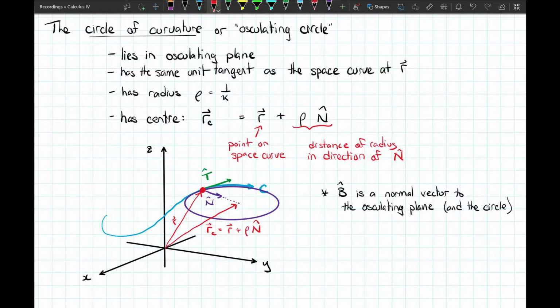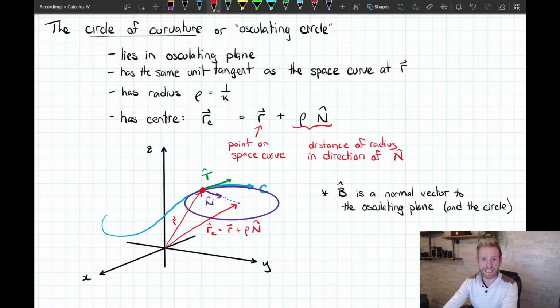And just remember that since this lies in the same plane as spanned by T and N, then the unit binormal is actually a normal vector to both the osculating plane and this circle. Okay, that might be a lot to take in. It's hard to visualize that. So once again, let's take a look at Maple and let's see if we can try to visualize that in a way.